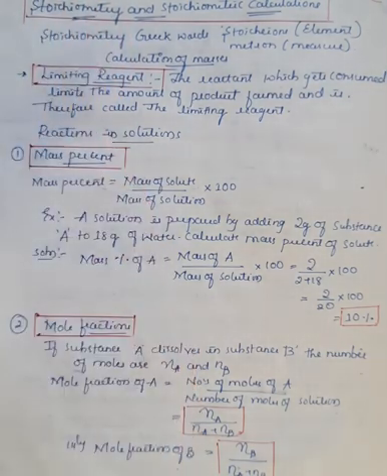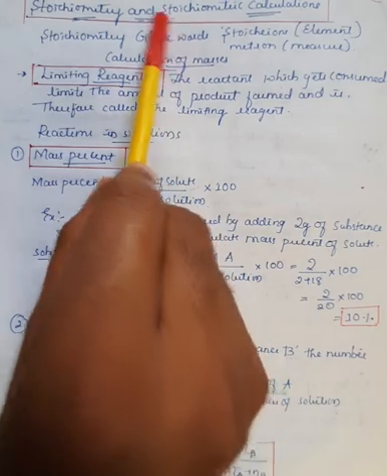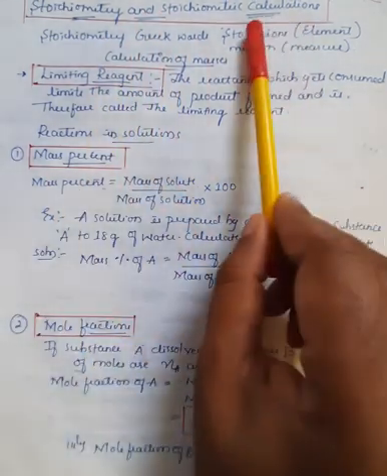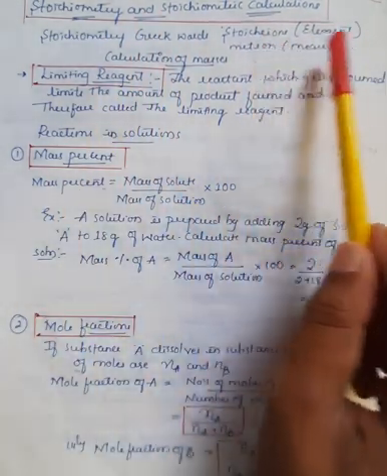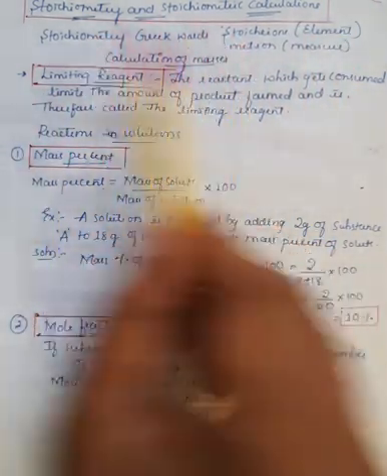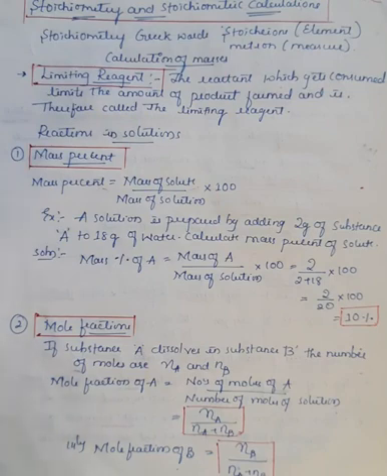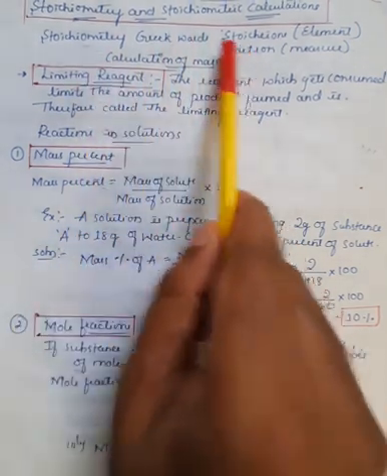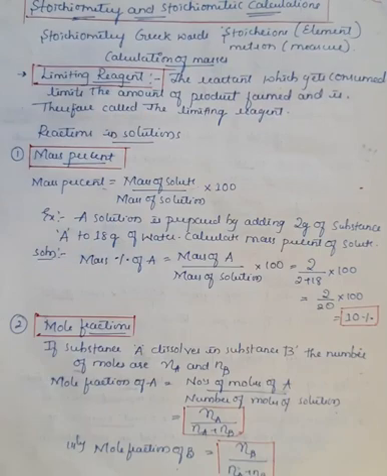So stoichiometry is a branch of chemistry derived from the Greek word in which stoichion means element and metron means measurement, or it is generally called calculation of masses. It is generally recognized as a calculation of masses, right? In that there are various formulas. Further we'll see various formulas in case of stoichiometric calculation, or in simple words, you can call it calculation of masses.